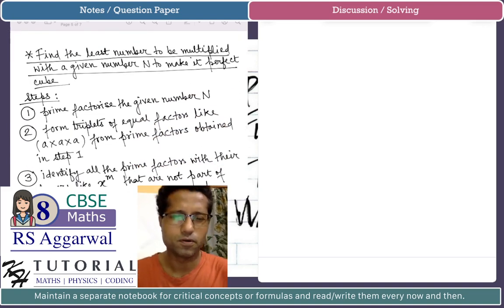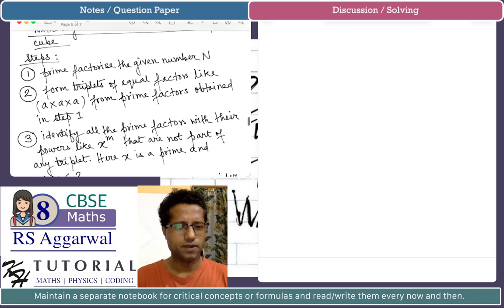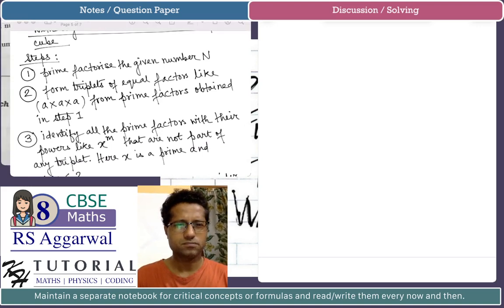Now it will be better if I can somehow bring both the windows. Please give me a moment, please. I'm trying to bring both the windows. I don't think I will be able to. Let me see. No. Okay, no problem.